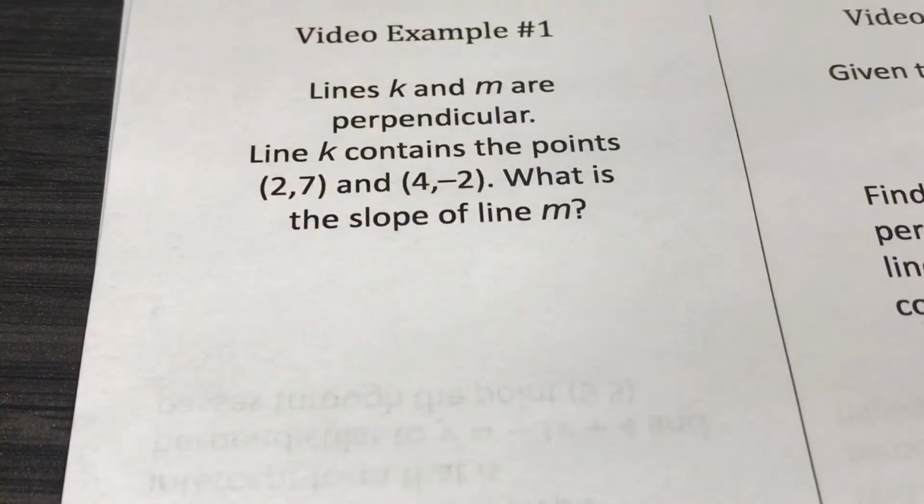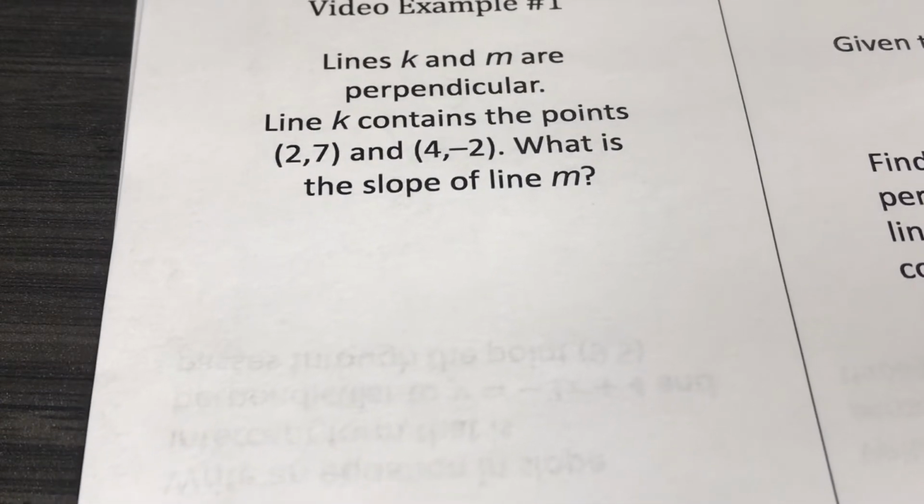So today we're working with perpendicular lines. Remember, perpendicular lines have something called a negative reciprocal slope, meaning you find the slope, you flip it, and then you give it a negative sign. We're given 2 points that are on line K. First, we need to find the slope of line K, and then we can take the negative reciprocal of that slope we found. So let's go back to algebra and use our slope formula.